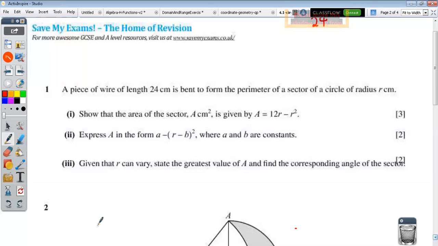Making sense? Done? Is it r minus 6 squared minus 36? Not sure. I don't know the answer. We have to work it together.